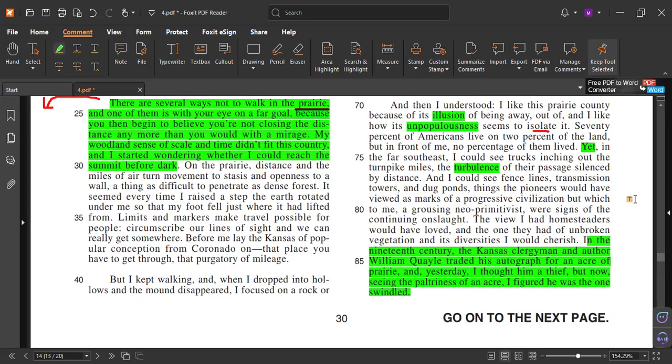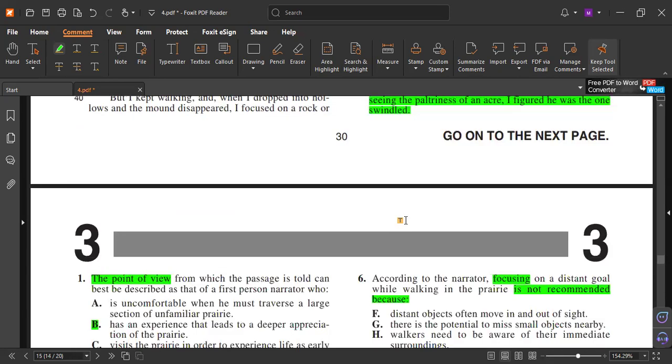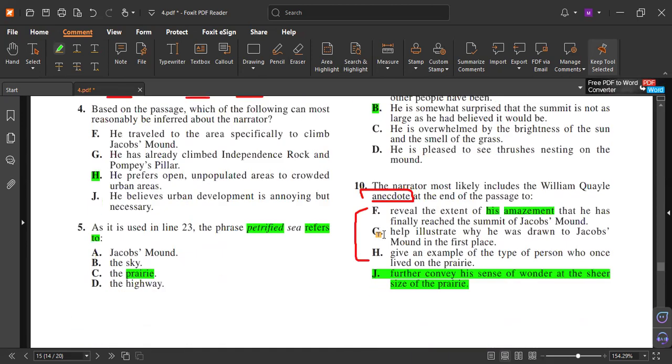So you pick yes or no. Here we find any information about the size. Look, in the far southeast, inching out the term pink miles. So he focuses on the very big distance. Right? Look, let's find any different ones.